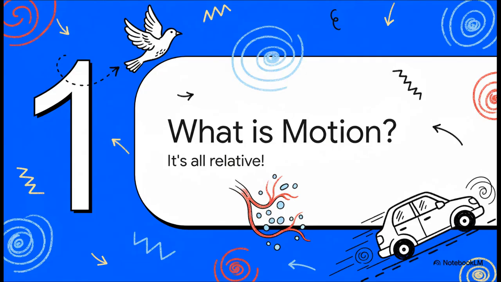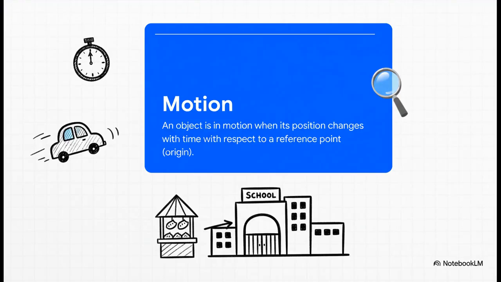Okay, so what is motion, yaar? Let's start with the basics. It sounds super simple, doesn't it? And it is. Just look around you. A bird flying past your window, a car on the road, even the blood flowing inside you. It's all motion. So the book definition is a bit formal, right? It says an object is in motion when its position changes with time with respect to a reference point.